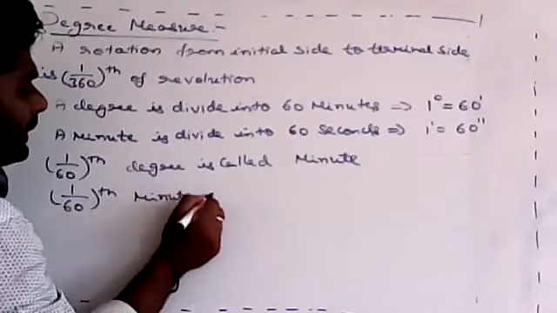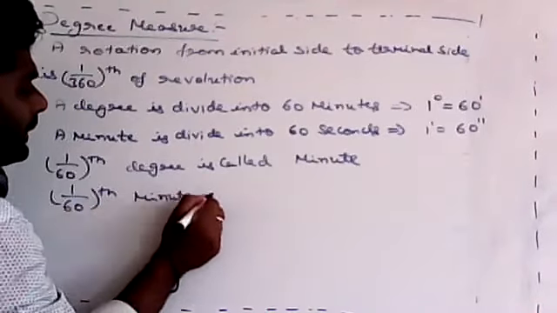A degree is divided into 60 minutes means 1 degree is equal to 60 minutes. And a minute is divided into 60 seconds means 1 minute equal to 60 seconds. The next one, same way, I'm cross multiplying. So 1/60th, correct or not? 1/60th of a degree is equal to 1 minute. And the same way, 1/60th of a minute is equal to 1 second. Clear?